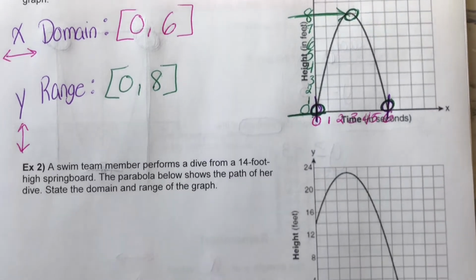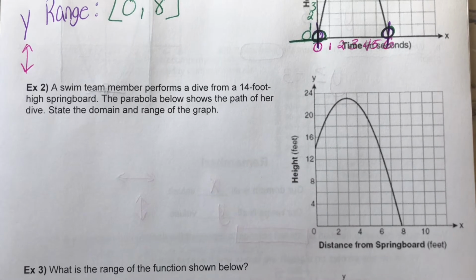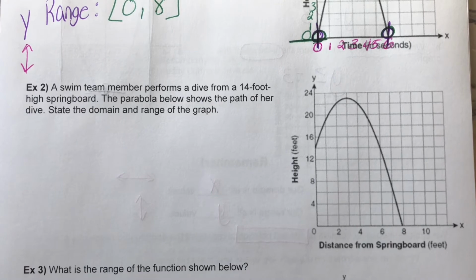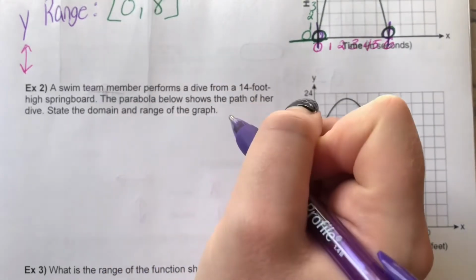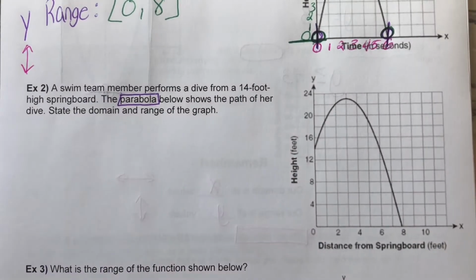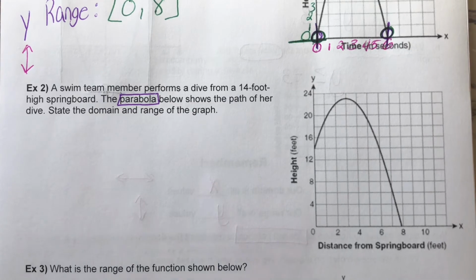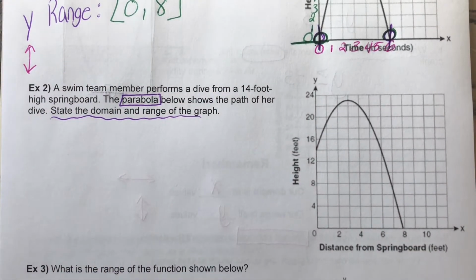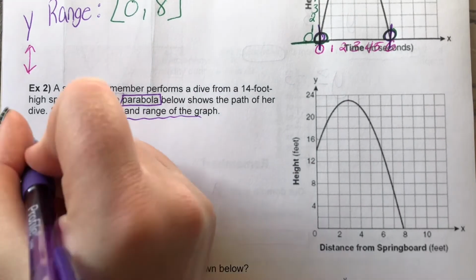Let's look at number 2. Number 2 says a swim team member performs a dive from a 14-foot high springboard. The parabola below shows the path of her dive. State the domain and range of the graph. So again, here we go. I can see here, it's again telling me that I have a parabola. That's going to be a nice vocabulary word that I would probably want to box. But I'm really just looking at the question here, which says state the domain and range of the graph. So I'm going to do what I did up top. I know that domain.